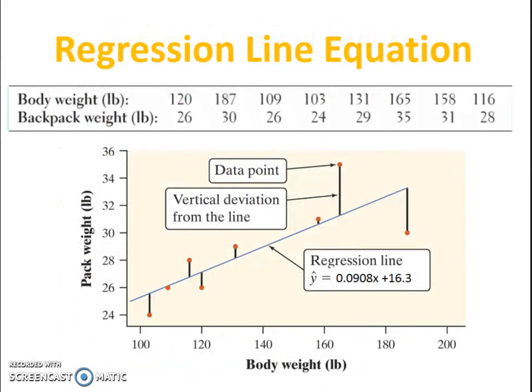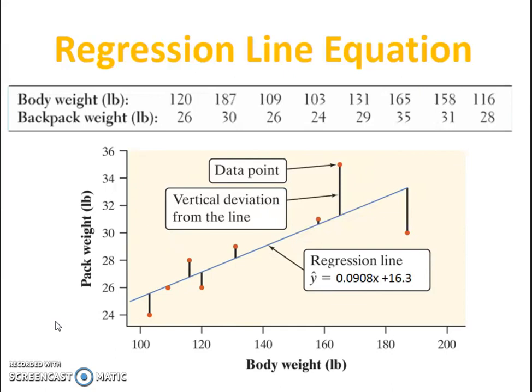So, for example, we've been talking about body weight and backpack weight. All right. And we have our scatter plot here, and we have our data points, and this blue line is our regression line. All right, it's our line of best fit. That's our least squares regression line.